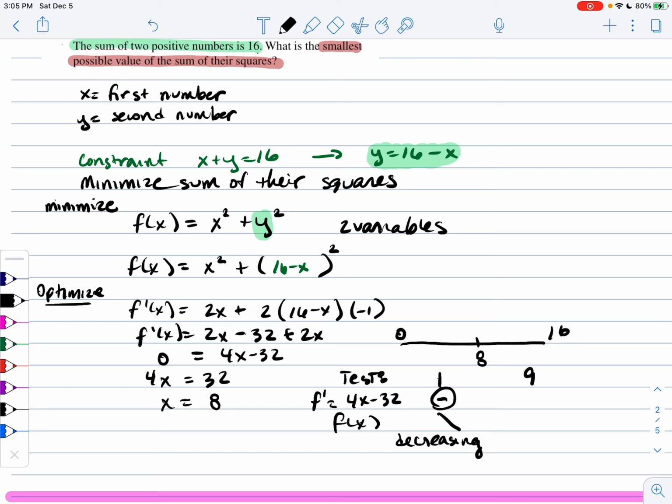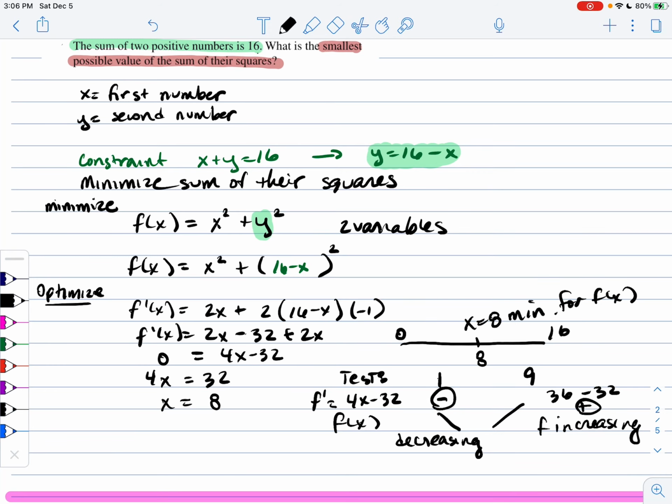And after 8, if I plug in 9, 4 times 9 is 36. 36 minus 32, that's positive. So that tells me that my f is increasing. So I've just verified here on the possible values for x and y that the value of x equal to 8 is going to give me a minimum, right, for f of x.